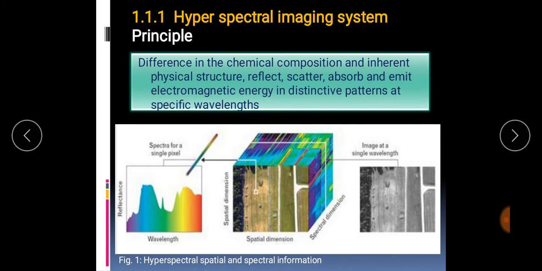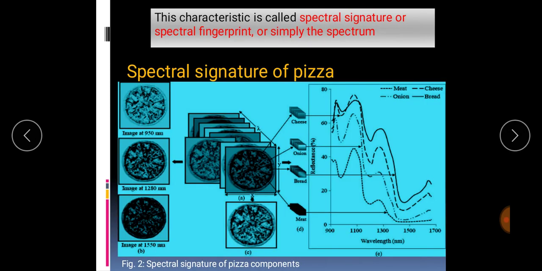Then what is the principle of the hyperspectral imaging system? Differences in the chemical compositions and inherent physical structures reflect, scatter, absorb, and emit electromagnetic energy in distinctive patterns at specific wavelengths. At different wavelengths it can measure the distinctive patterns. Then the spectral signature of a pizza. This characteristic is called the spectral signature or spectral fingerprint, or simply the spectrum.